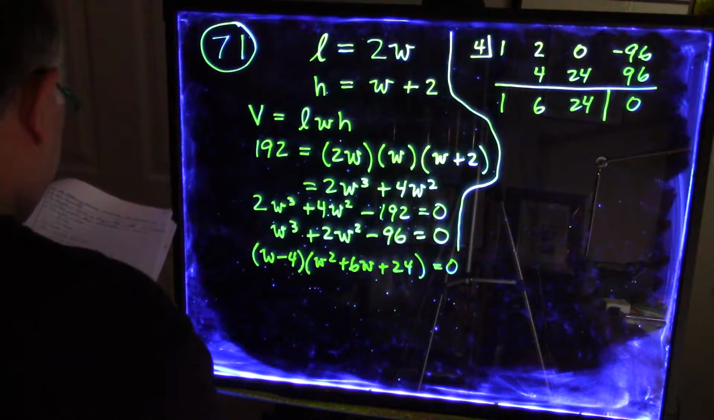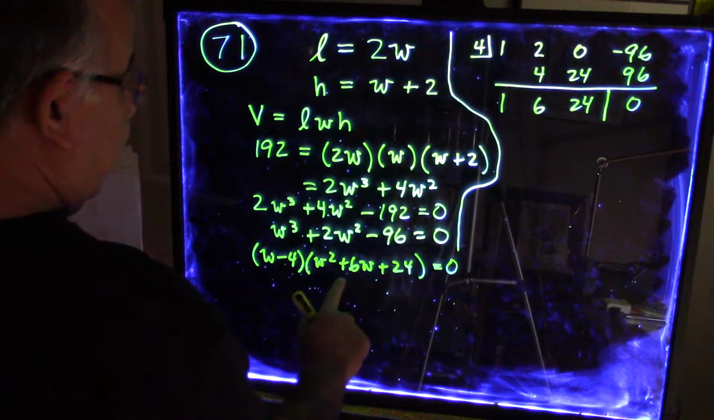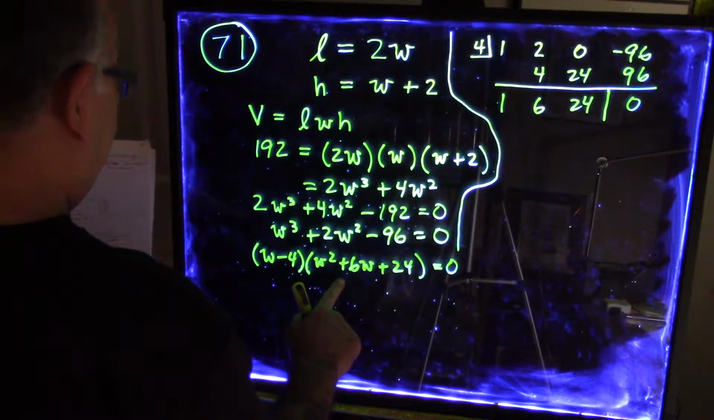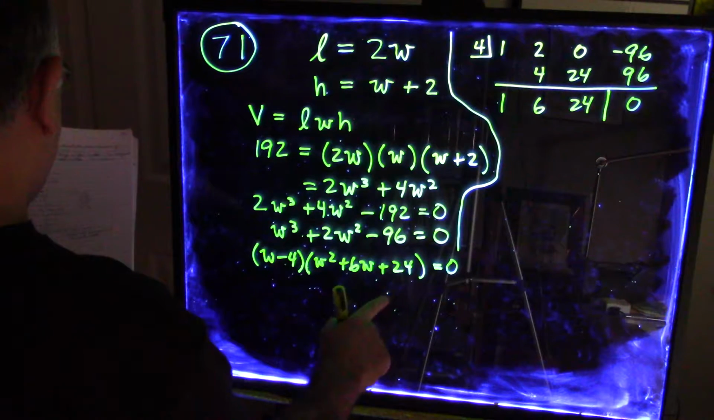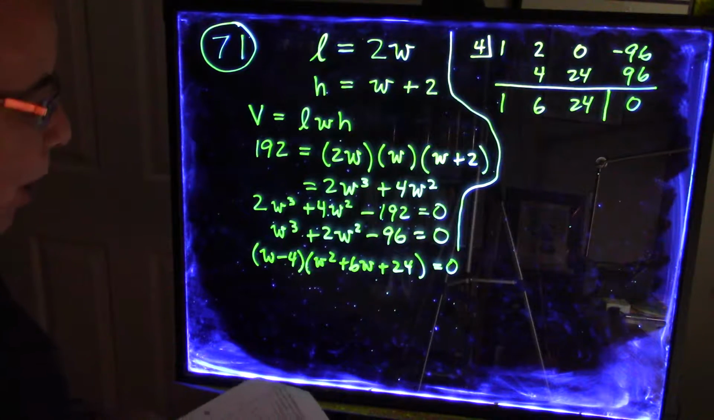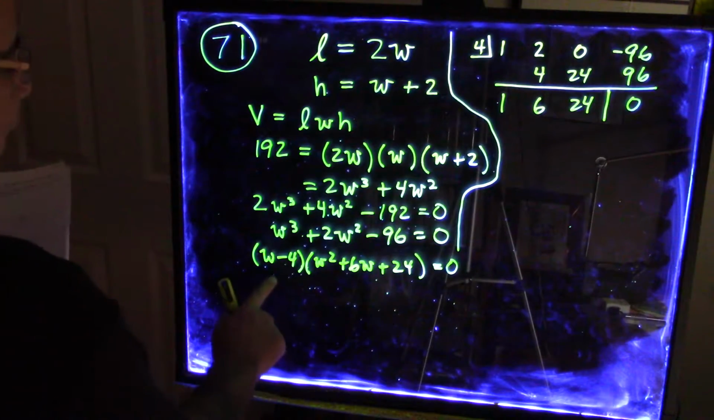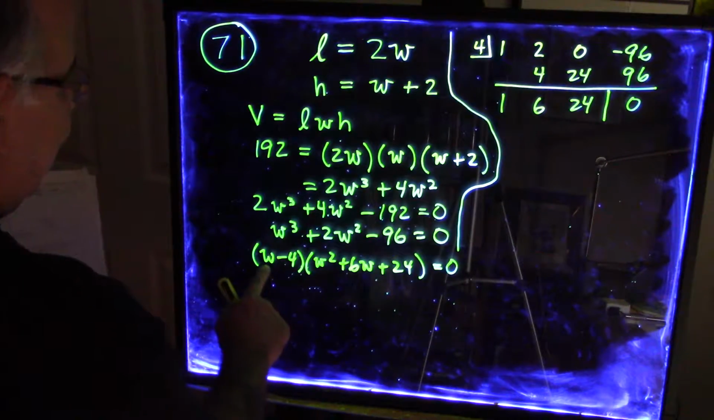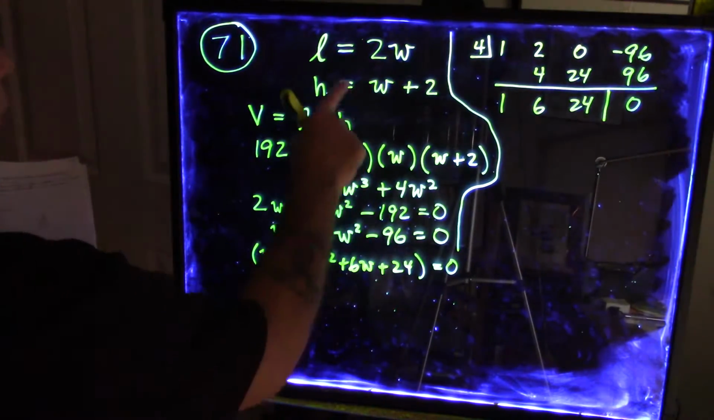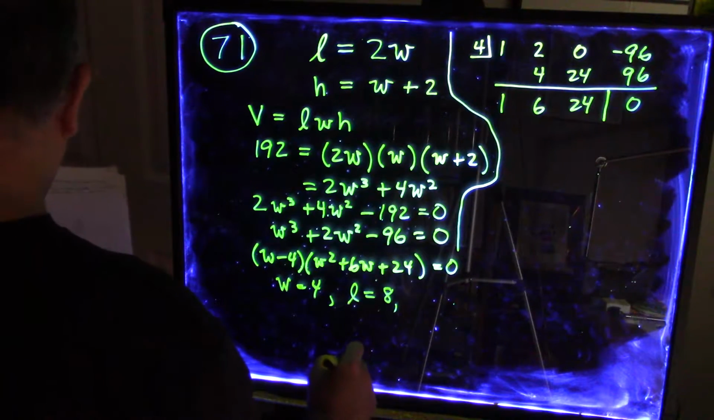Now, for this quadratic, if you look at the discriminant, that's b squared minus 4ac. That would be 6 squared minus 4 times 1 times 24. That's a negative number. So you're going to have a negative number under the square root in the quadratic formula, which means you have a non-real situation there. So there are no real roots to this quadratic. The only thing you have to work with is this, and that's very nice because W must equal 4. So W equals 4, and then you can solve for these two variables. We've got L equals 8 and H equals 6.